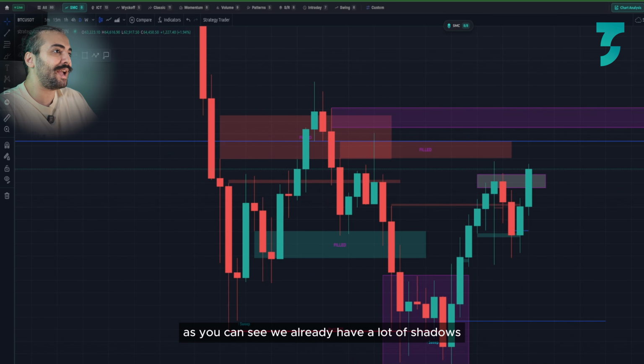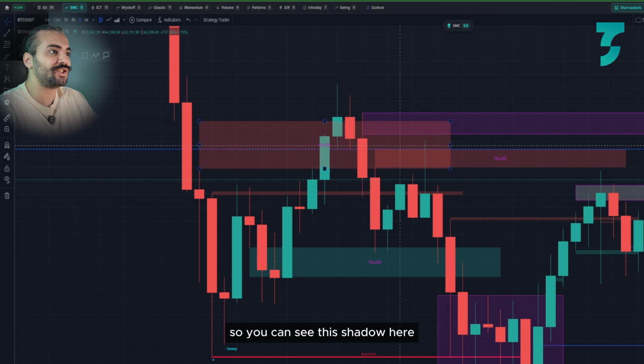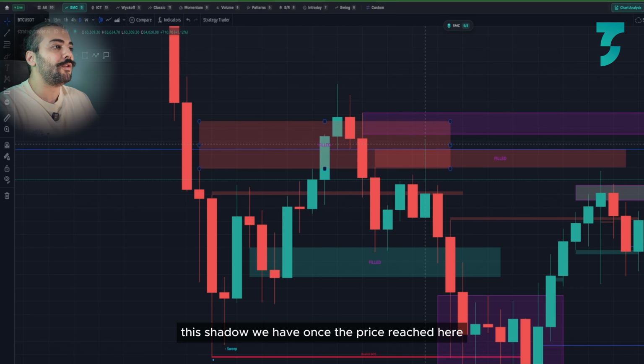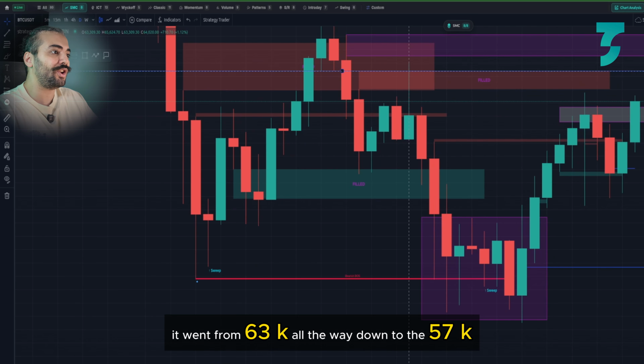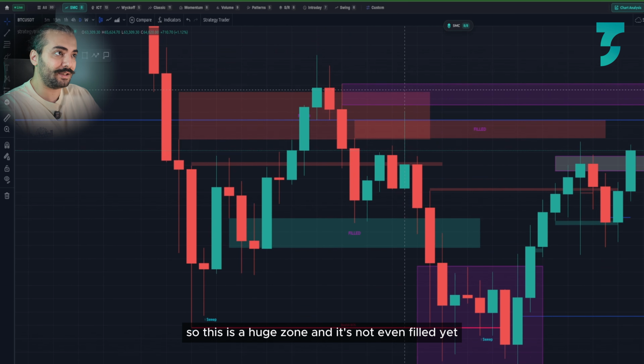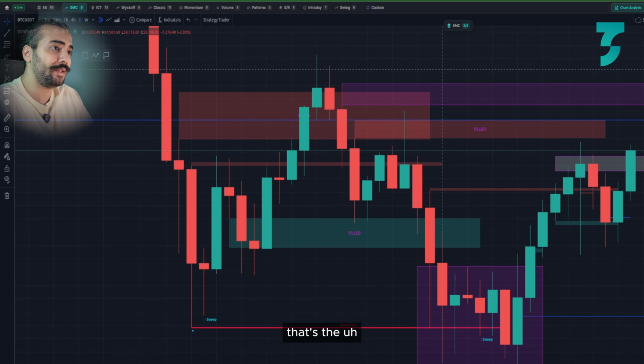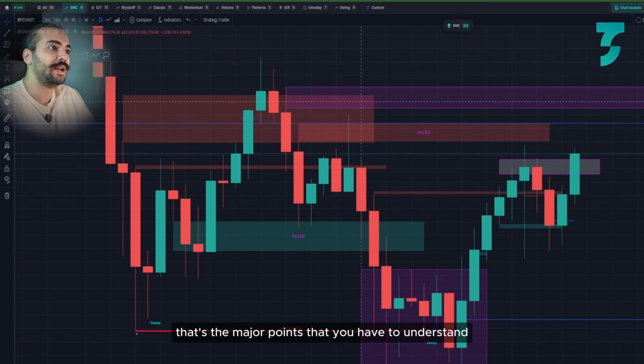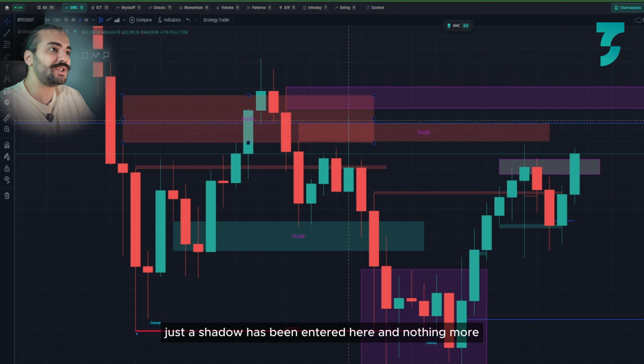As you can see, we already have a lot of shadows. You can see this shadow here, this shadow. Once the price reached here, it went from 63K all the way down to 57K. So this is a huge zone, and it's not even filled yet. That's the major point that you have to understand. This zone is not even filled, just a shadow has entered here and nothing more.